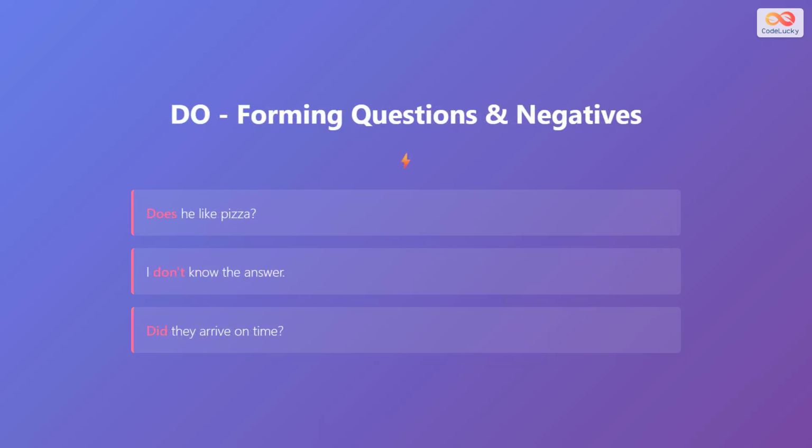The helping verb do is used to form questions and negative statements. For example, does he like pizza? Uses does as a helping verb to form a question. In the negative, I don't know the answer, uses don't to make the statement negative. Another example is did they arrive on time? Where did forms the question. The helping verb do always goes with the base form of the main verb.